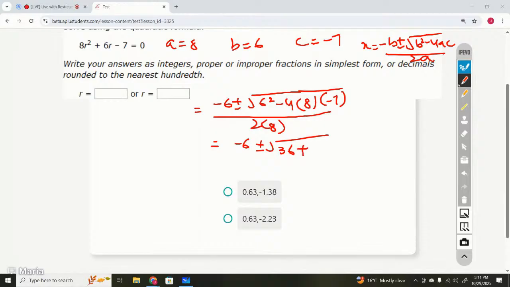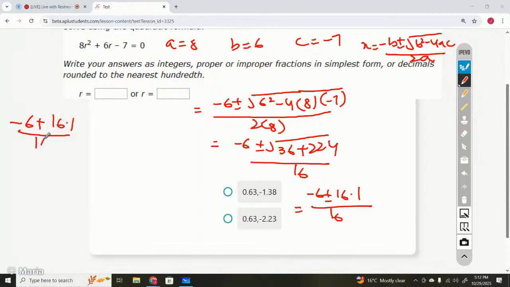Negative 6 plus minus 6 times 6 is 36 plus, let me, no, I need a calculator. 8 times 7 is 56 times 4 is 224 divided by 16. So 224 plus 36 is 260 and square root 260 is 16.1. Negative 6 plus minus 16.1 over 16. So now we have two values, the positive and the negative. Negative 6 plus 16.1 over 16. The other one is negative 6 minus 16.1 over 16.